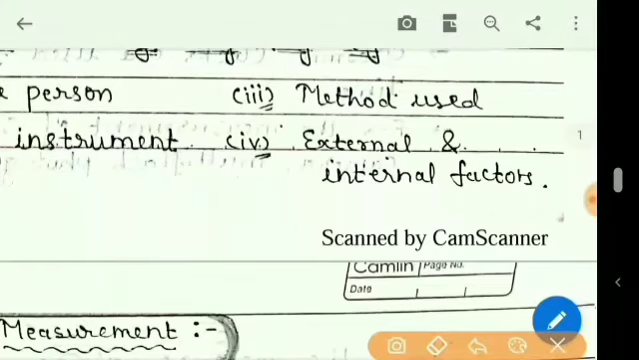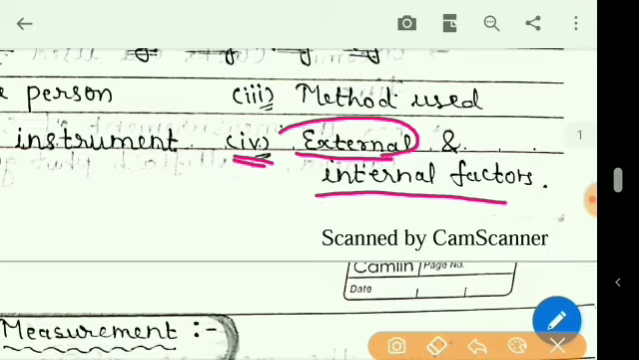The fourth factor which affects accuracy in the measurement is external and internal factors. Now external factors are like pressure, temperature, etc., while internal factors can be the structure of the material, of which molecules they are made up of, etc.